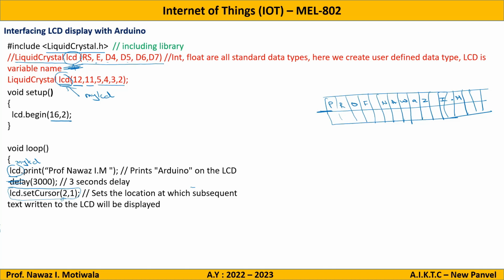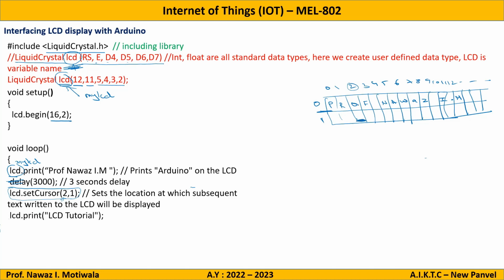Okay, now again I want to highlight something here. There are 2 rows. This row is numbered row 0, and this is row number 1. Similarly, columns are numbered 0, 1, 2, 3, 4, 5, 6, 7, 8, 9, 10, 11, 12, and so on. So what I am setting is the cursor to column 2, row 1. It will set my cursor here. So now my cursor is at this position.